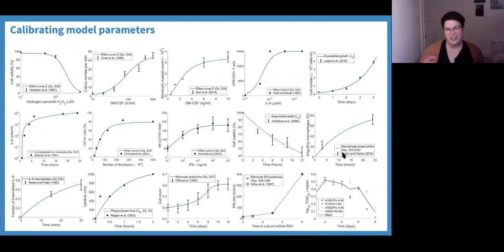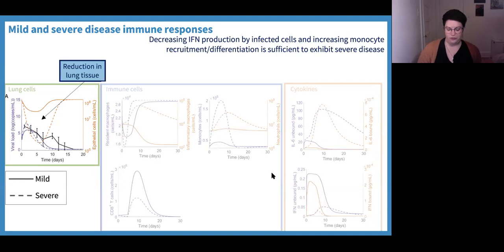We did calibrate the entire model to available experimental and clinical data. So every reaction and kinetic rate is calibrated to some information, some of it our own from Amber Smith's lab related to influenza, some from animals and other in vitro work. And when we tested our model, sorry, I can't go forward. When we tested our model, we first made sure that we could reproduce mild and severe disease.